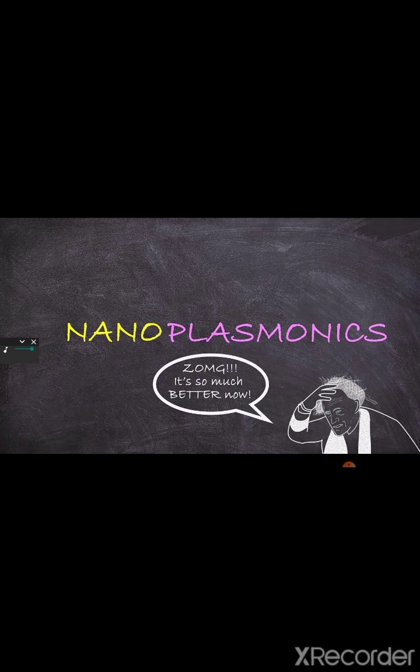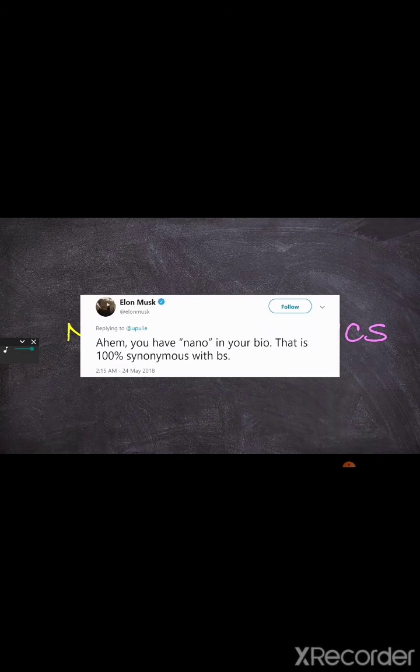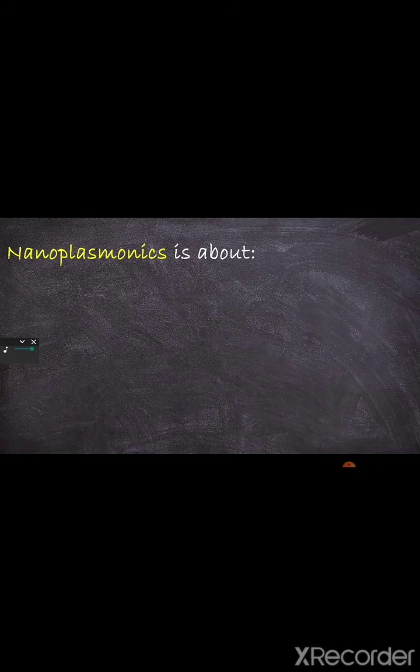Now, whenever you throw the term nano in front of a word, half of people are going to be very excited about it, and the other half of people are going to pull an Elon Musk and roll their eyes. Well, nanoplasmonics as a field is about using teeny metallic particles, like little spheres of gold or copper, to dramatically enhance the interaction between light and matter.